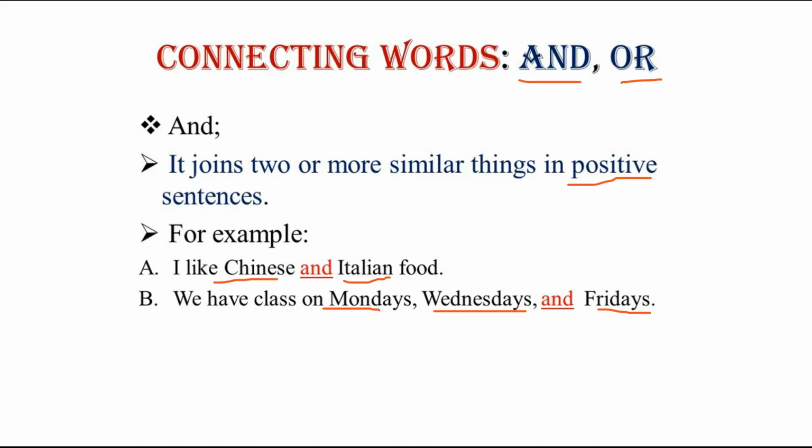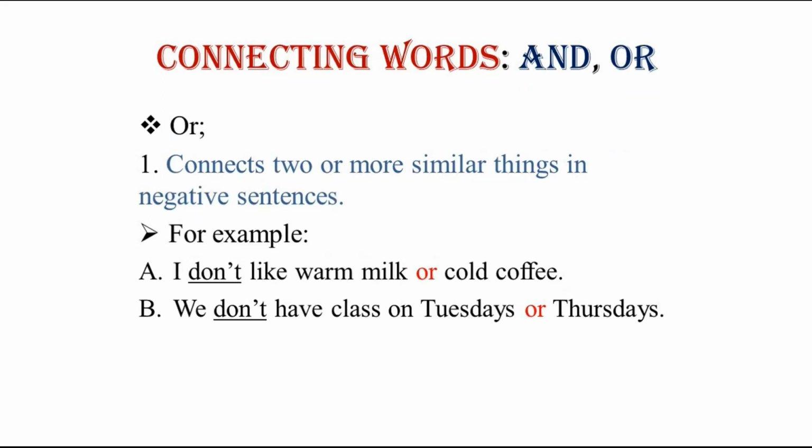That is not negative. Or connects two or more similar things in negative sentences. You have to remember that we are right now talking about simple sentences. For example, I do not like warm milk or cold coffee. I do not. This is negative. So the whole sentence is a negative sentence. I do not like warm milk and I do not like cold coffee. We do not have class on Tuesdays or Thursdays.